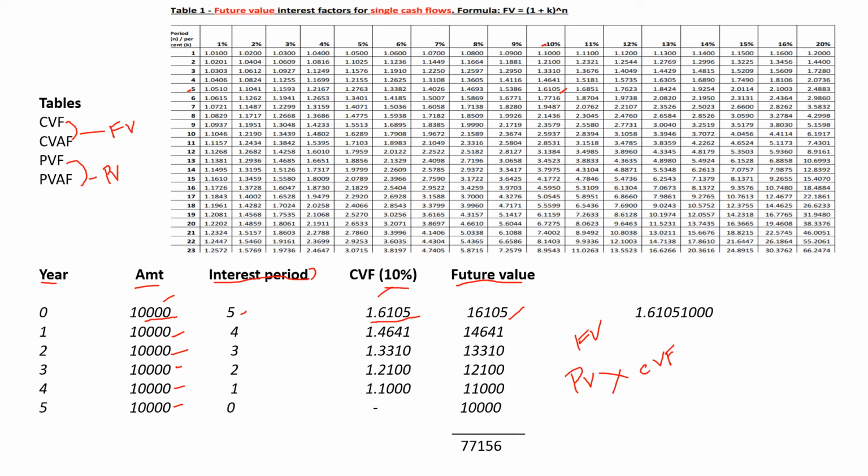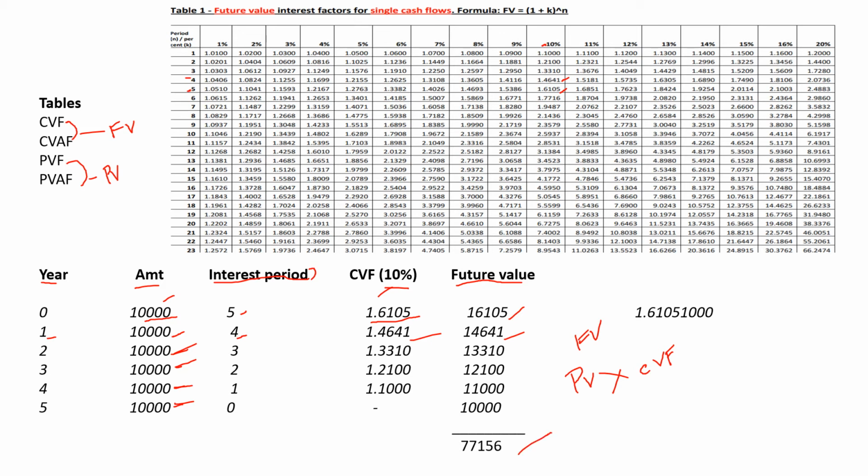Now let's see the next one. We will be receiving interest for 4 years: 1, 2, 3, 4. So for 4 years we look at 10%. At a 10% interest rate, what is the CVF for 4 years? It is 1.4641. So we will be multiplying 10,000 by 1.4641. We will be getting 14,641. In this way, we will find all the future values.